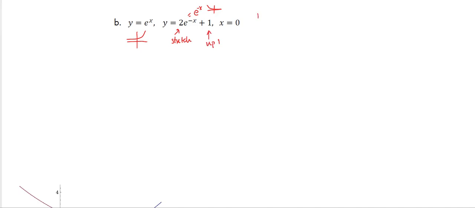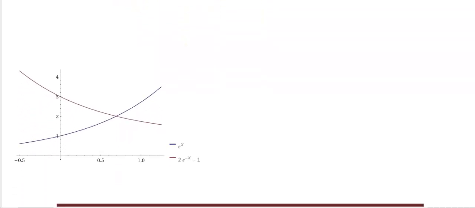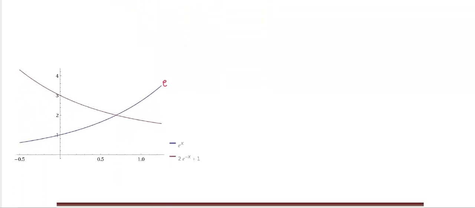For x equals 0, that is the vertical line, the y-axis. When you put all of them together, I'll show you real quick, the graph will look like this. So for e to the x, we know the property, the intercept is (0, 1). For 2e to the negative x plus 1, the intercept is (0, 3). And the line x equals 0, that's the y-axis.